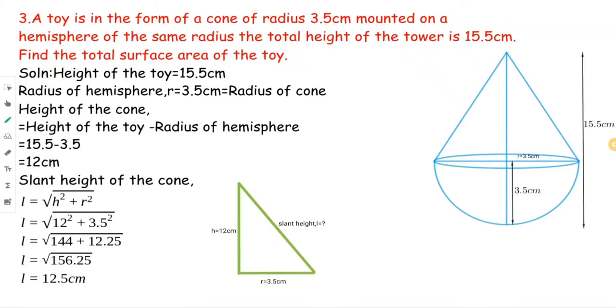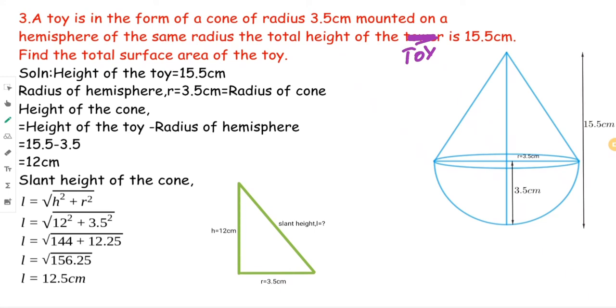Number 3, a toy in the form of a cone of radius 3.5 centimeter mounted on a hemisphere of the same radius. Okay, so the toy is here, and it is on top of a hemisphere like our previous question. So remember, they will have the same radius. And the height of the toy is how much? 15.5. So from here till here, it makes the entire toy. All right, it is 15.5. Find the total surface area of the toy.